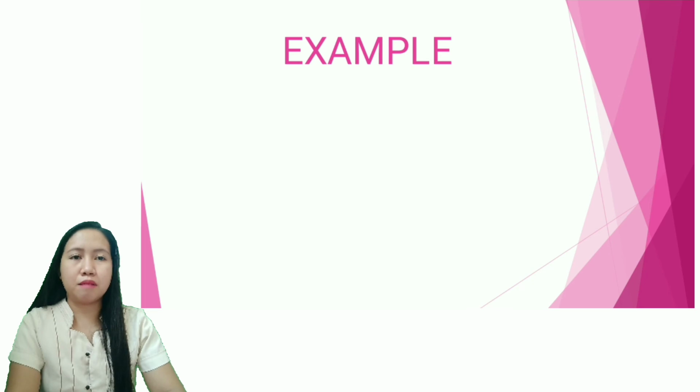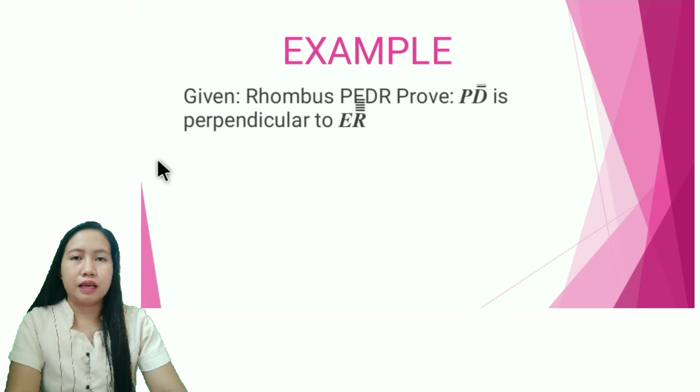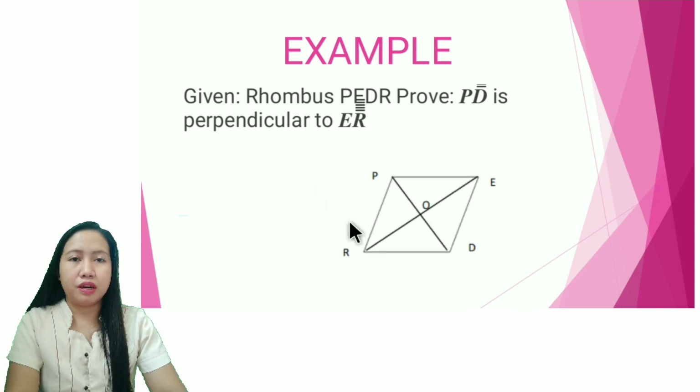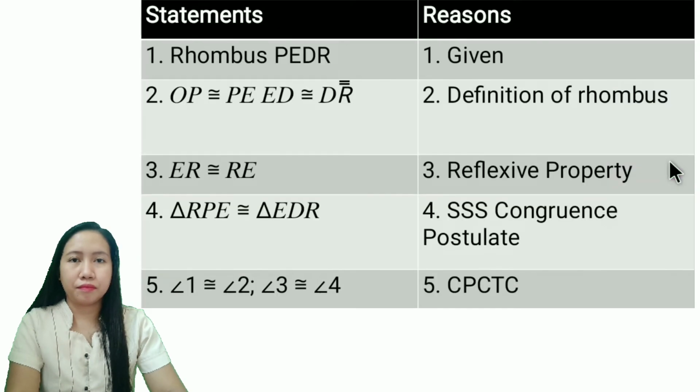Okay, let's have an example for rhombus. Given: rhombus PEDR, and prove that line segment PD is perpendicular to line segment ER. So we have here the figure. We have the angle P, angle E, angle D, and angle R that forms a figure of a rhombus.